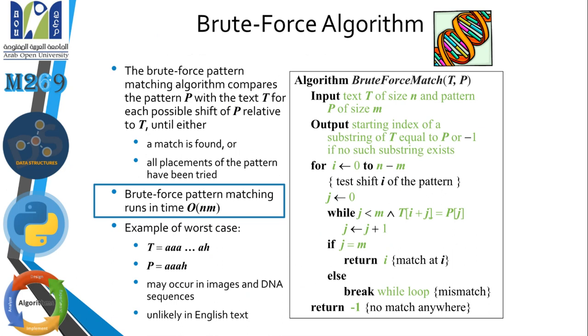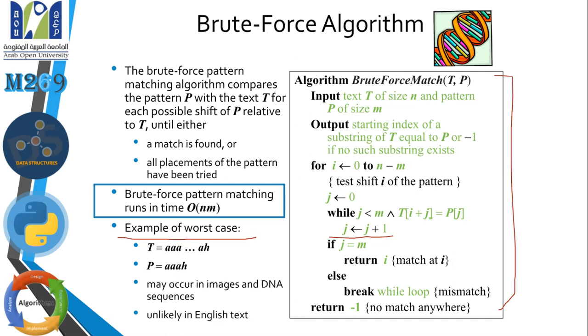Now, this is how the brute force algorithm actually works. This is the code. You can go through the function. It's very straightforward, only shifting the J, which is for the pattern, by 1 if there is no match.